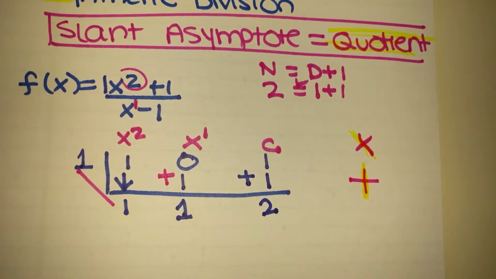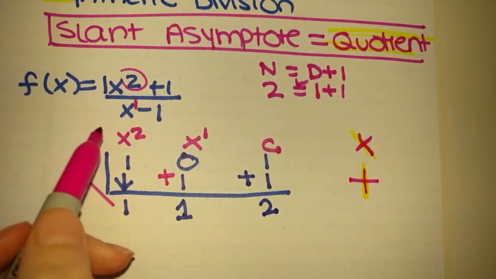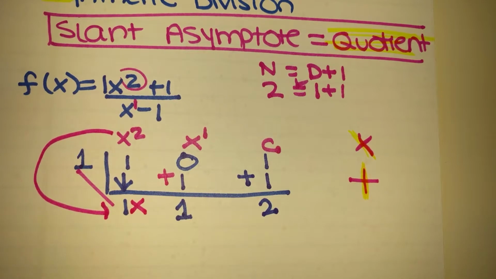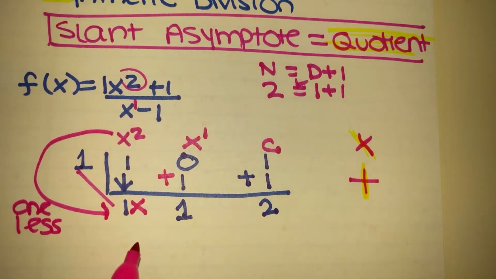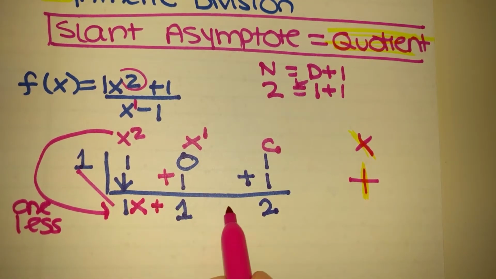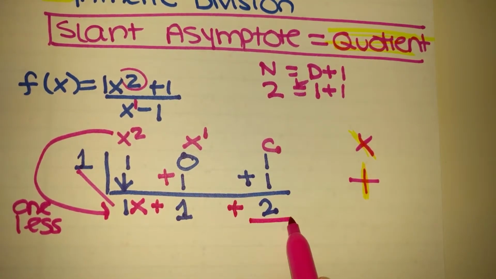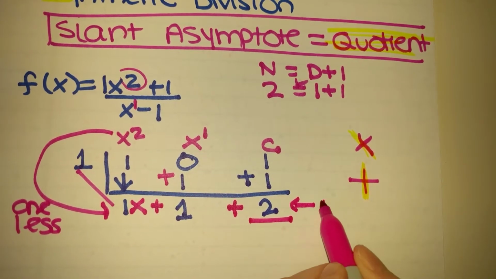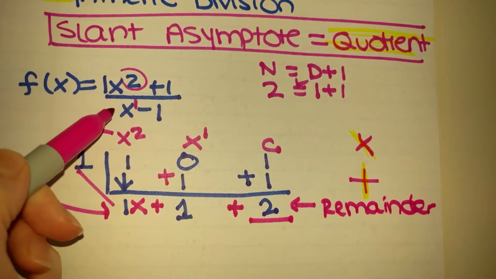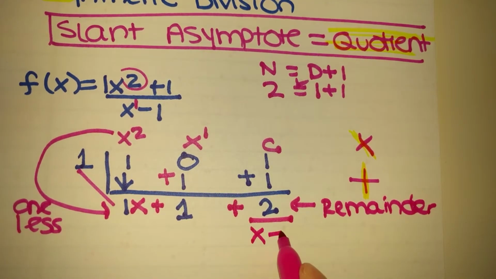To understand what this all means, our x squared is now going to be 1 less. So it's always 1 less of that power. I started with an x squared, so this will now be an x, plus the x to the 0, the constant, and then this last number here is our remainder. As our remainder, we will put this over the current divisor that we have, the x minus 1. So this will be over x minus 1.